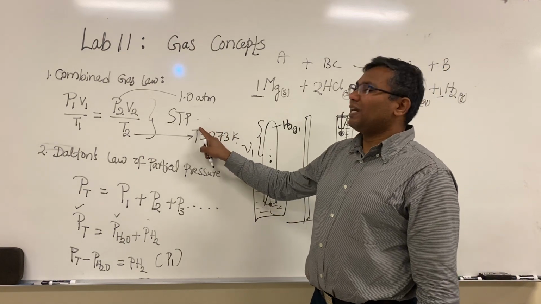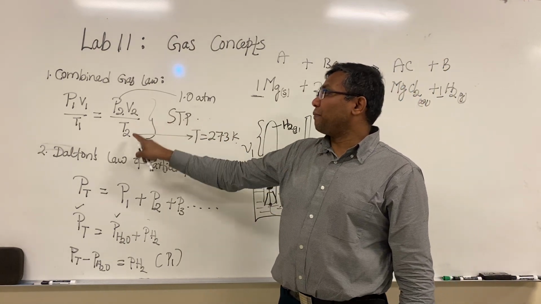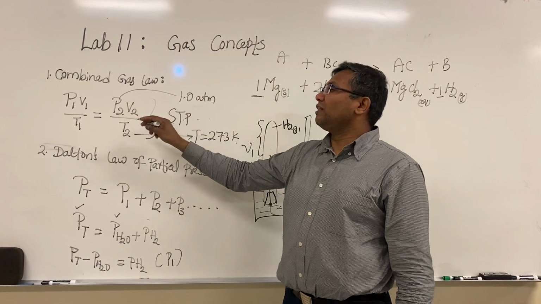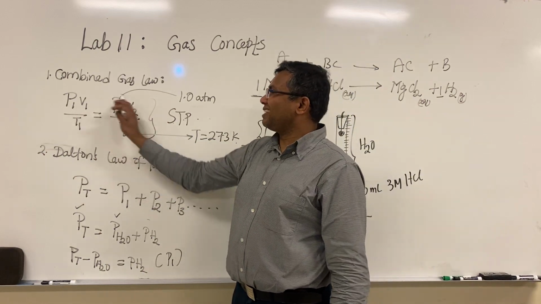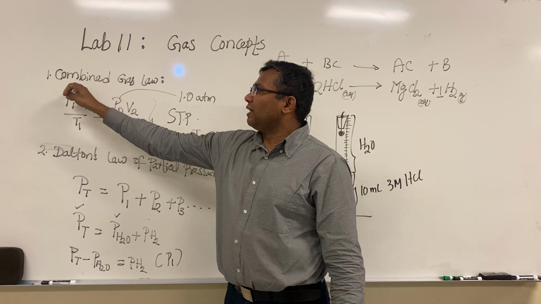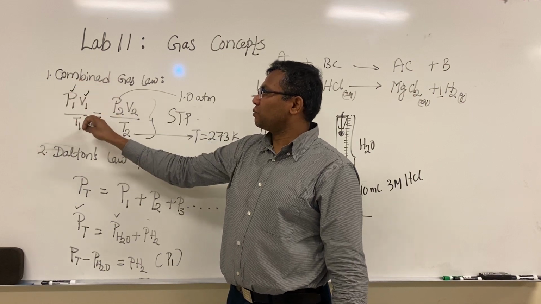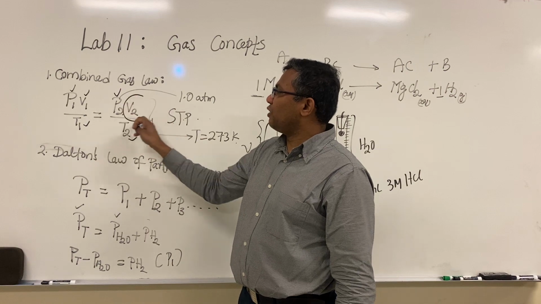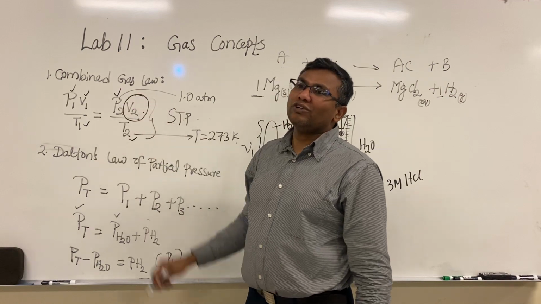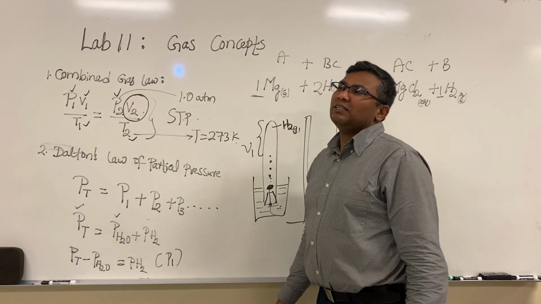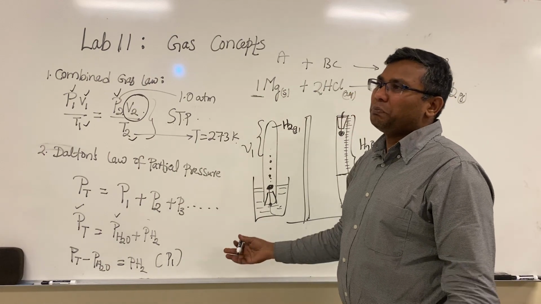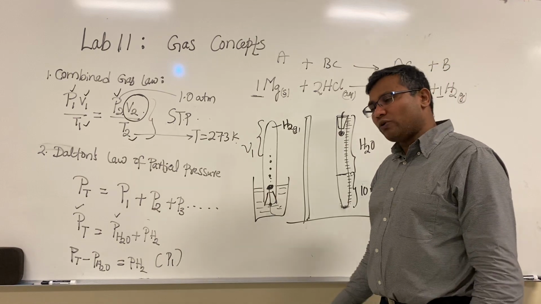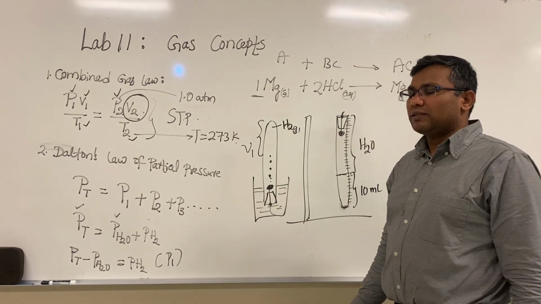Since it's done at STP, the standard temperature is 273 K and the standard pressure is 1 atm. There are a total of 6 variables. You will know this one, this one, and this one, so which one is unknown? This is the unknown. You're going to calculate V2, the theoretical volume at STP. All the calculation is shown in the experiment.